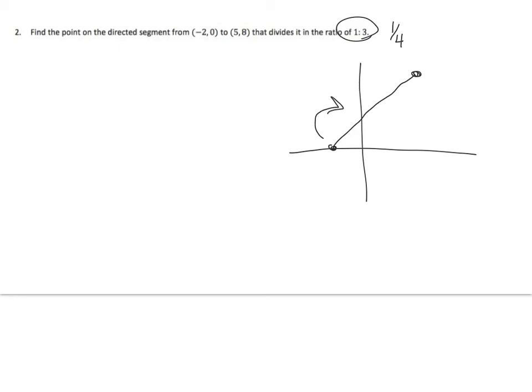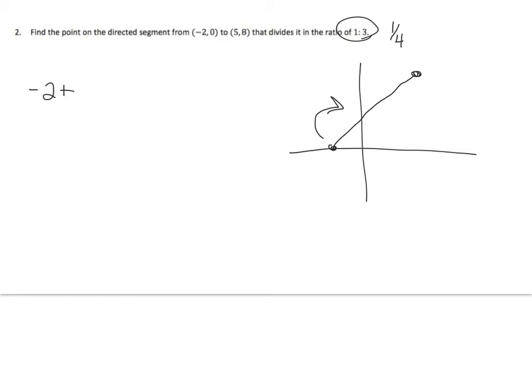Okay, next one. Find the point on the directed segment from -2, 0 to 5, 8 that divides in the ratio of 1 to 3. I'm not going to graph it really well. I just want to see where all my points lie. So over 5, up 8 is somewhere up here. So I need a ratio of 1 to 3. That means that I'm a fourth of the way from the bottom, from -2, 0 to 5, 8.